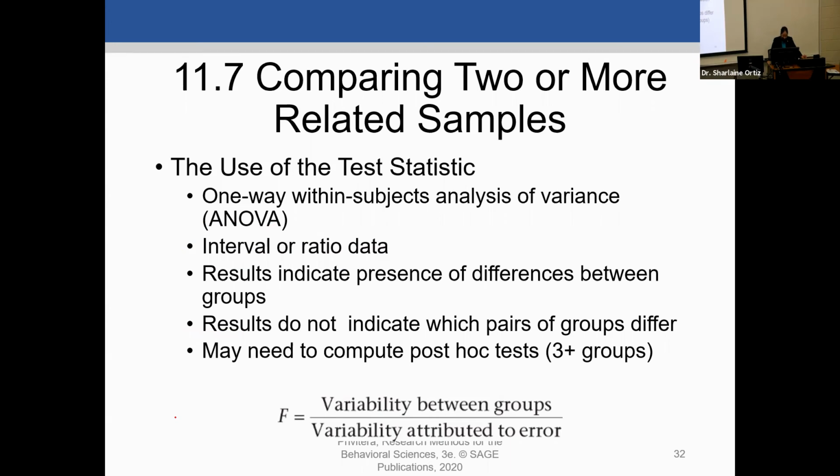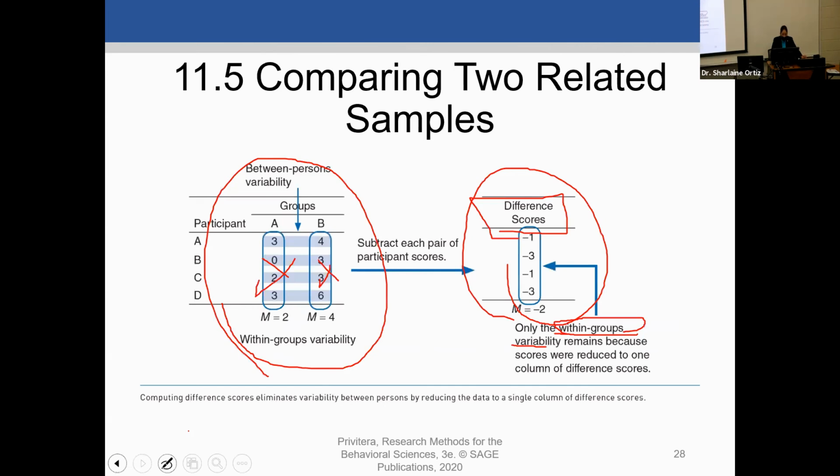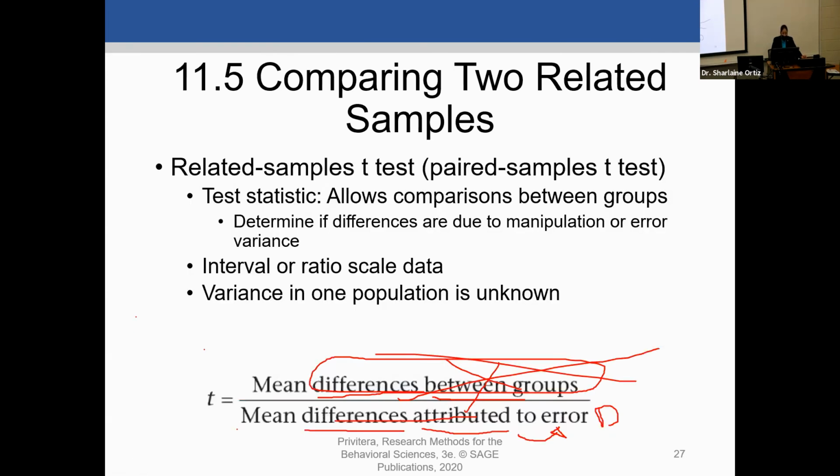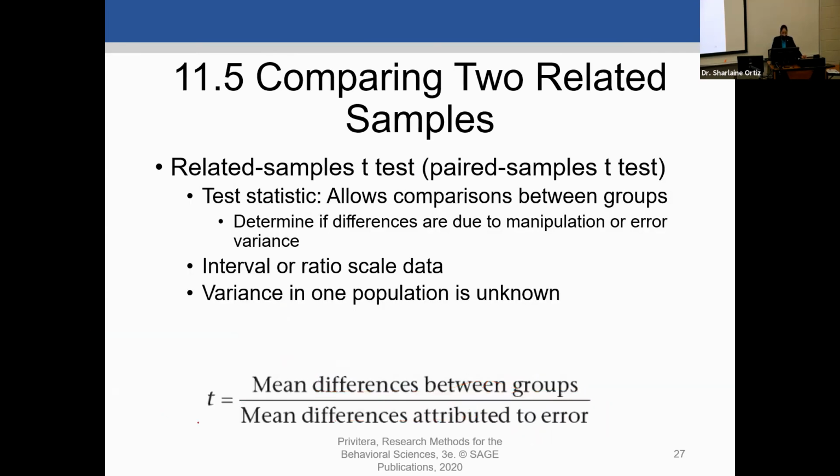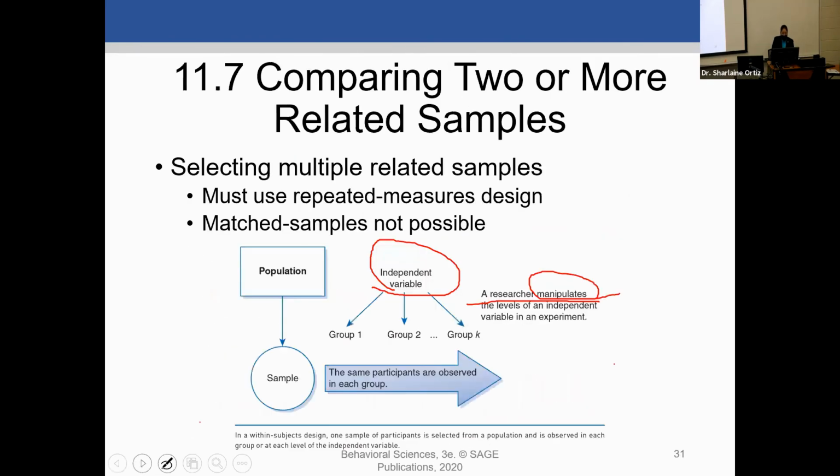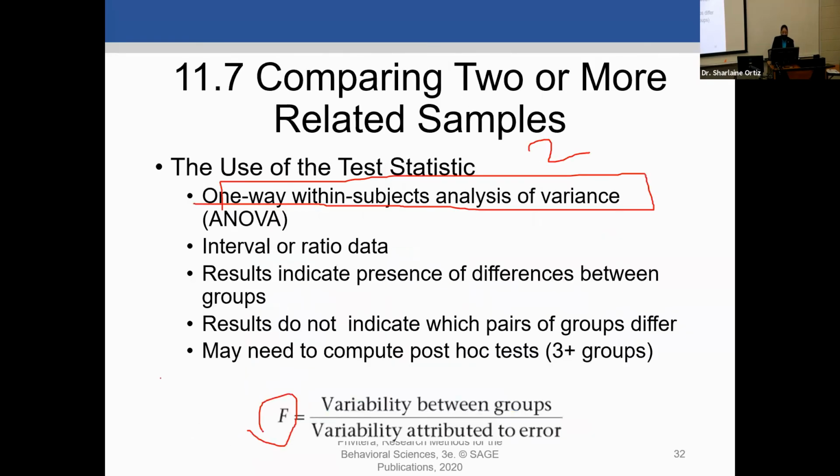Remember that when we are referring to the one way within subjects ANOVA, we are interested in observing more than two groups. So previously, whenever we reverted back to our previous test statistic, notice that here we were only utilizing group 1 and group 2. Whereas with an ANOVA, we may be interested in having more than two groups.